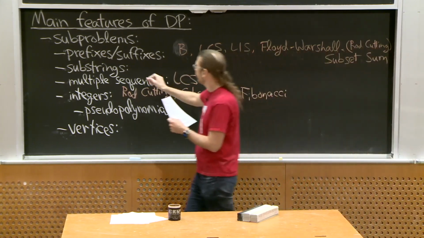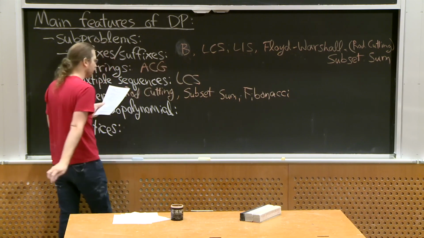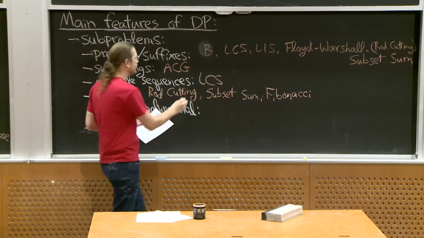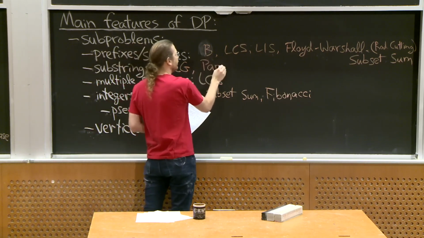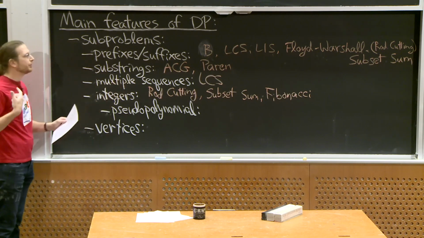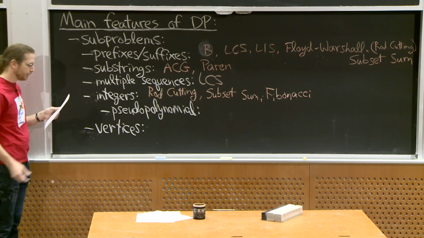Good. I think I've done these. Now, what problems involve substrings? We saw 2 of them. One was the alternating coin game, because we were taking from left or right, and so we had to look at substrings in between. And the other is parenthesization, where we had to guess something in the middle, and that left the prefix before it and the suffix after. Both of those are typical ways where you get substring problems.